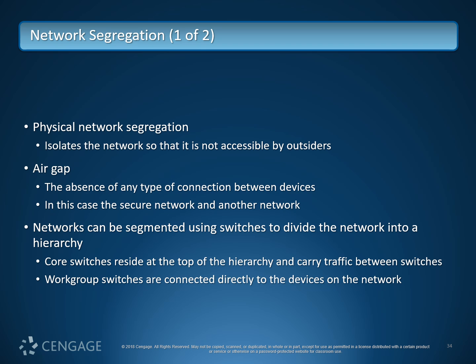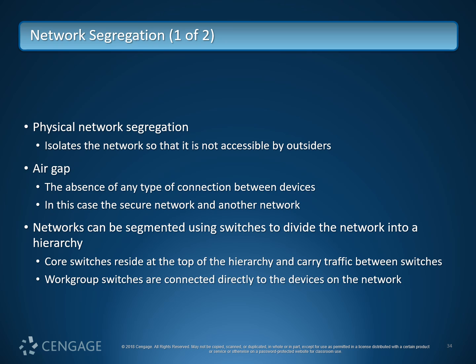Network segregation can be done based on software, or we can have physical segregation where we isolate the network to prevent it from being accessible by outsiders. This is sometimes called air gapping. An air gap is the absence of any type of connection between devices, be it wireless or wired. In this case, secure networks and non-secure networks.